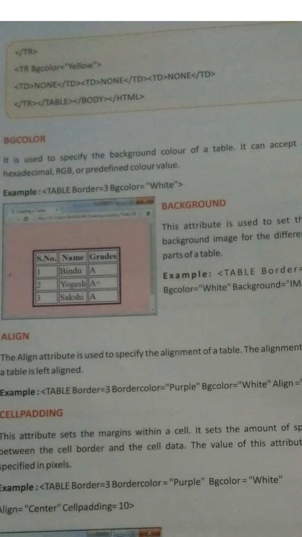Next attribute, the align attribute. Dear students, whatever you write in the table, that data is by default printed on the left-hand side of the table, and you can align this data to the right side or the center by using one attribute of the table tag, that is align.